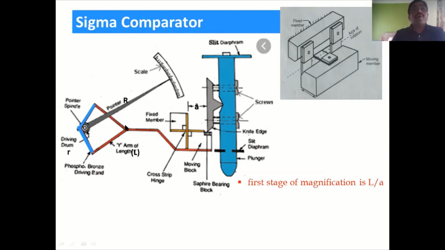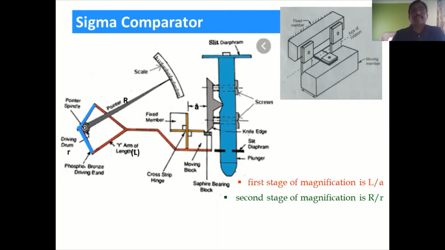Now to the extremities of the Y arm, the phosphorus bronze band has been passed over this driving drum, whose radius is small r. And to this driving drum, we have connected a long pointer which will move over the calibrated scale. How is it possible? Here the second stage of magnification has taken place, and that second stage of magnification is given by capital R, the length of this pointer, and small r, the radius of this drum.